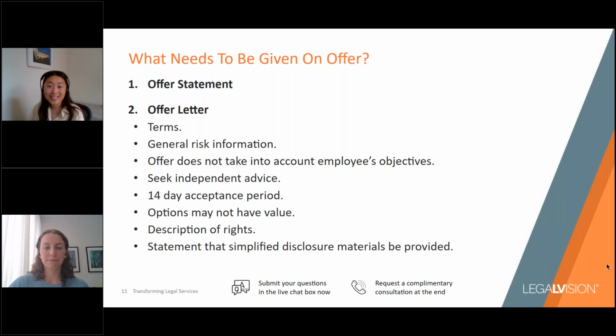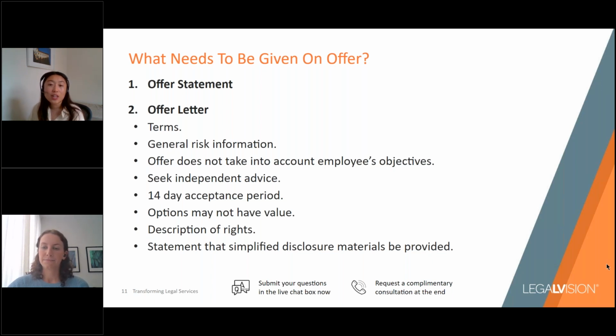The offer letter must contain a statement that the options may not have any value and that the value of the options will depend on future events for the company that may not occur. The offer letter needs to contain a description of the rights attached to the shares that will be received by the employee upon exercise of their options. And if you are issuing shares that are different from ordinary shares, you have to explain how they're different.